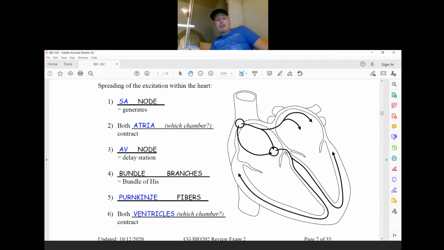Well, from the AV node, these electrical currents travel in our interventricular septum and all the way to the apex and then up on our lateral walls of the ventricles on both sides. So there's two different parts on this part of the path. First, we have our bundle branches, sometimes also known as bundle of His. You might see that in different textbooks. We also have our Purkinje fibers.